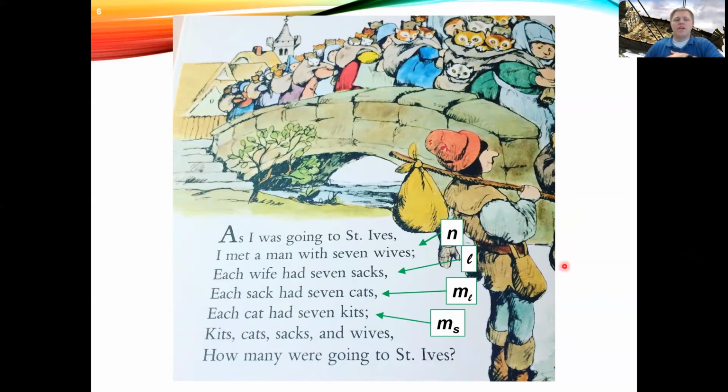Now, of course, this actual poem inspires you to try and do a really complicated math problem. But of course, the answer of how many people were going to St. Ives is just 1, because I was the one going to St. Ives. And it never actually says where the man with all the wives with all the cats is going. Seems like an insane group. We should not have that many cats.